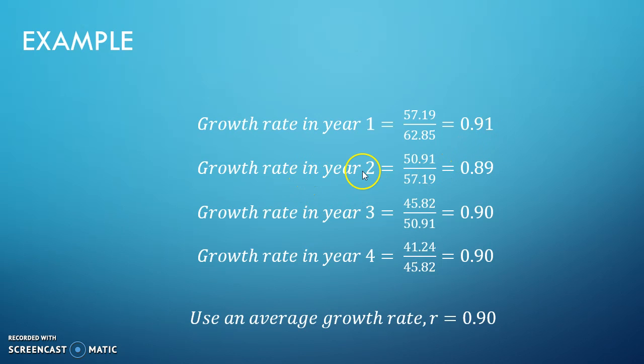Do the same for the second attempt. We get 0.89. The third attempt, 0.9, and again 0.9. So there's a bit of to and froing, but we're going to take the average growth rate, which is 0.9, and use that in our function.